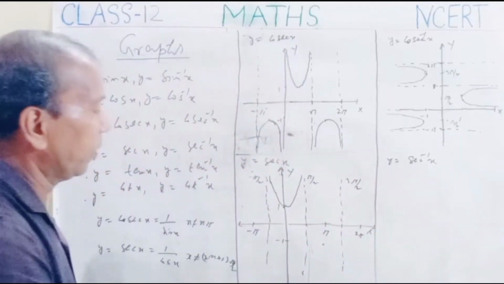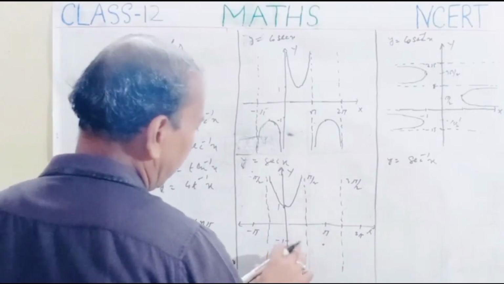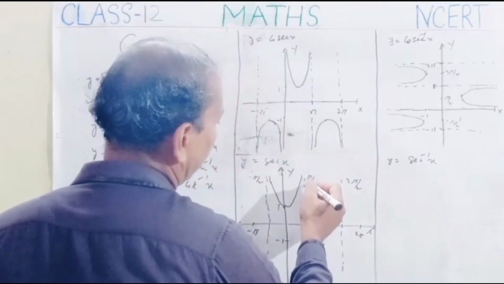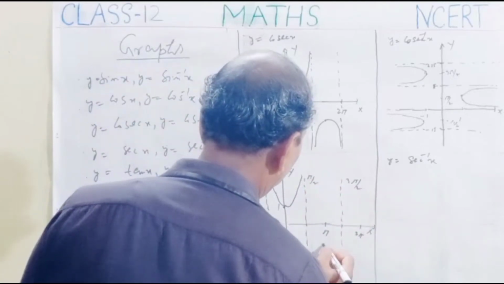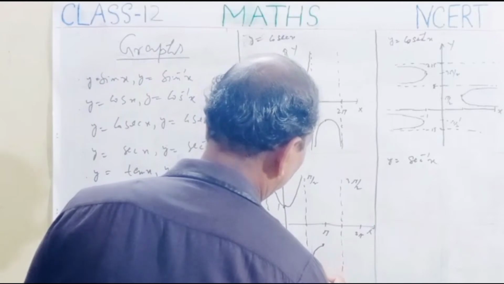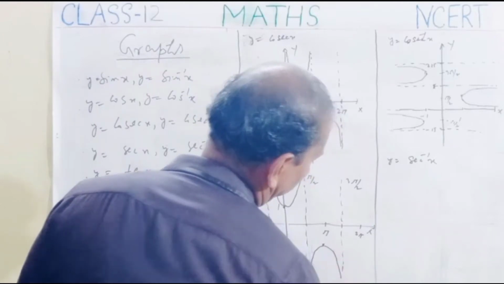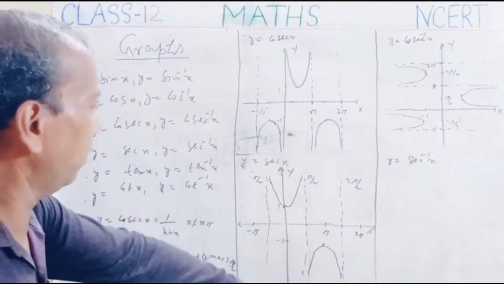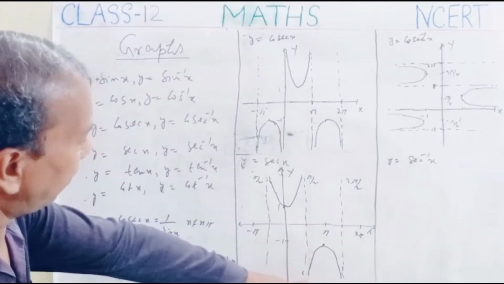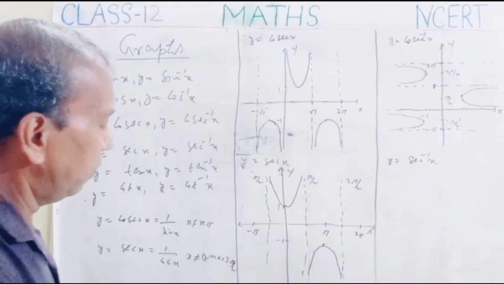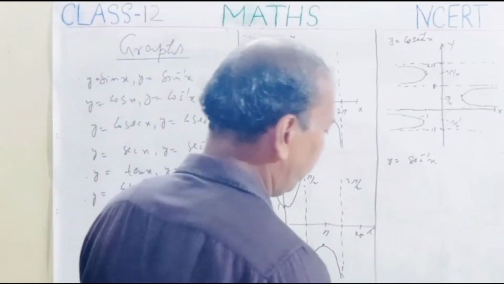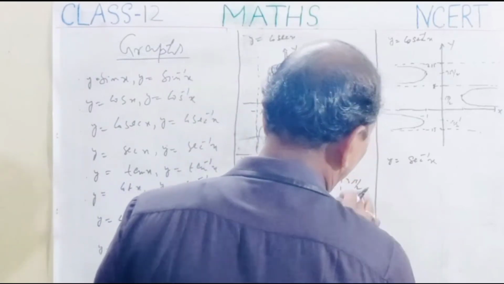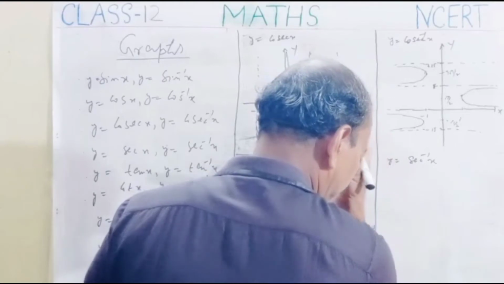At pi the value is minus 1, and it is not defined at pi by 2 and 3 pi by 2. So the graph will be something like this, because at pi by 2 and 3 pi by 2 it is not defined, meaning that point is at infinity. Similarly, suppose this is 2 pi, and at 3 pi by 2 it is not defined.